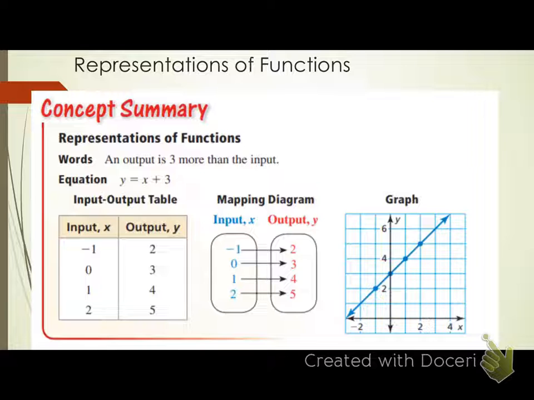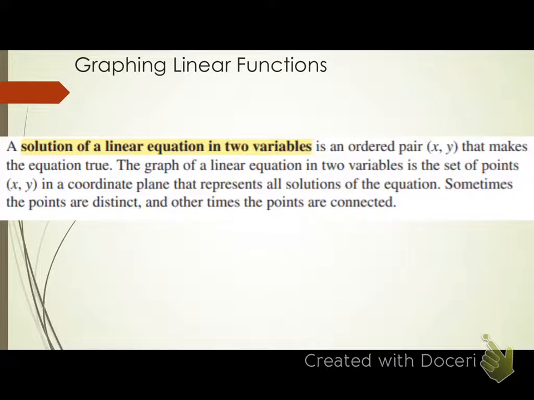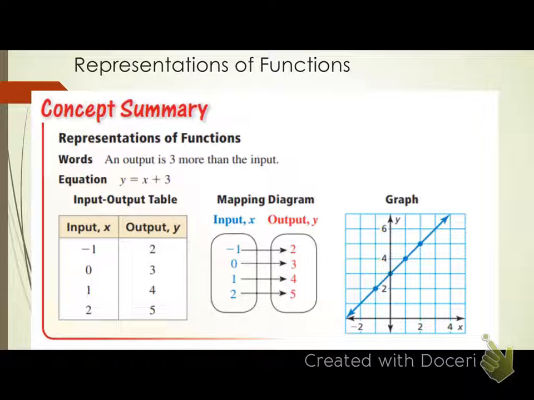I can create my mapping diagram for my ordered pairs. Negative 1 maps to 2. 0 maps to 3. 1 maps to 4. 2 maps to 5. And then I can just graph all those ordered pairs to get a graph. Questions on any of those representations? Can I move on? Perfect. I'll wait a little bit. I can always come back to a slide if I need to.